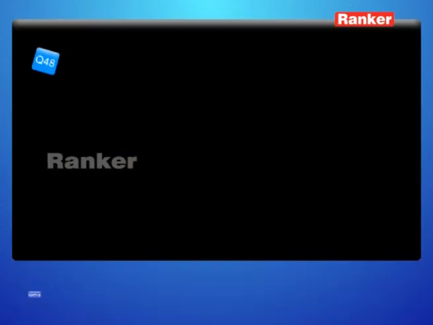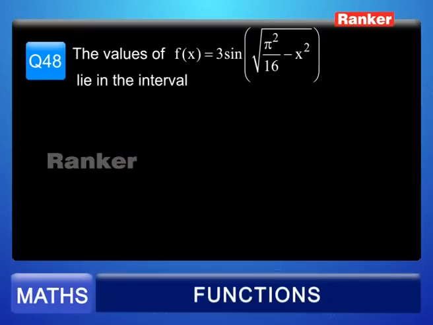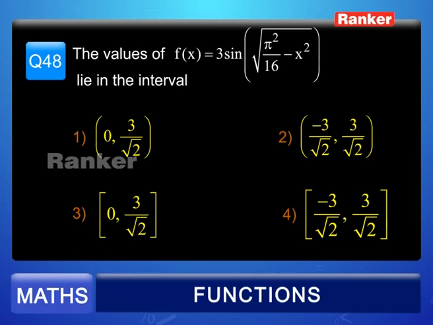In the next question, the values of f of x is equal to 3 sine root of pi square by 16 minus x square lie in the interval. This is the question. The first option is open interval 0 to 3 by root 2. Second option is minus 3 by root 2 to plus 3 by root 2. Third option is closed interval 0 to 3 by root 2. Fourth option is minus 3 by root 2 to 3 by root 2.